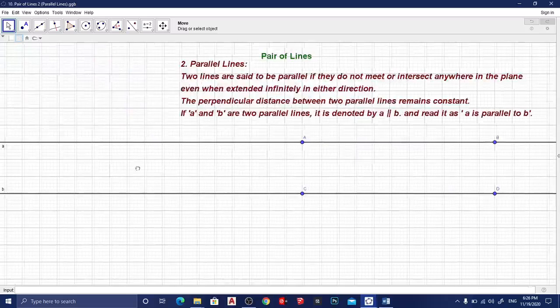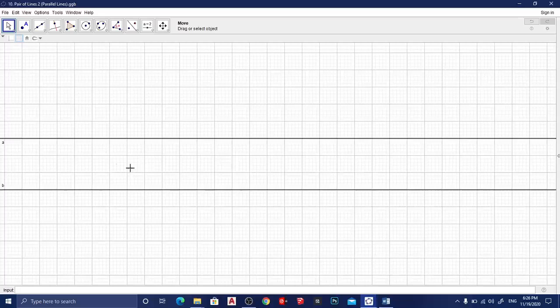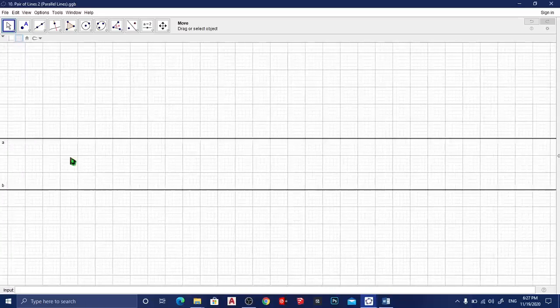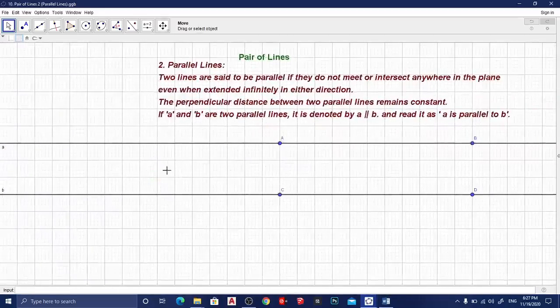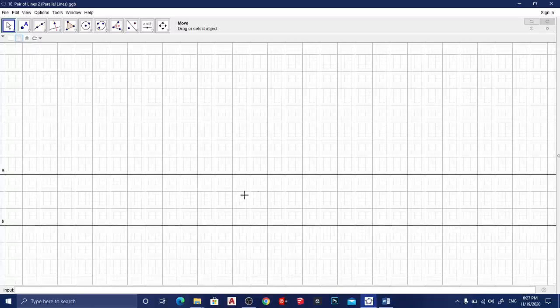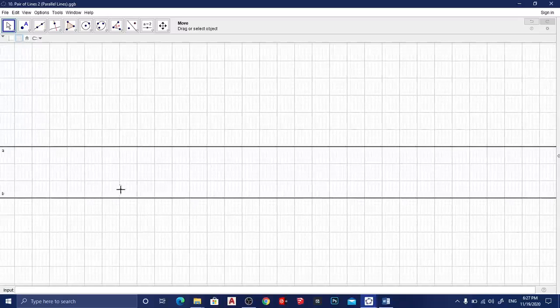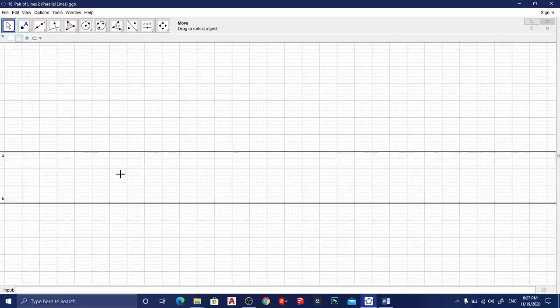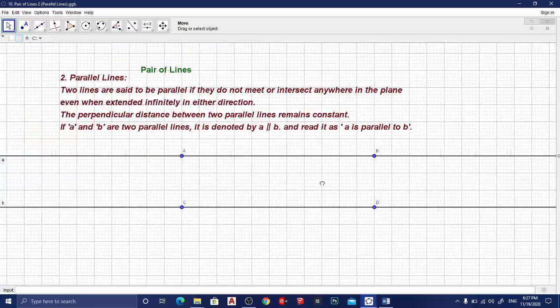Here I am going in the left direction. This is line A and line B. Even though you go to the left side infinitely like this, they will not meet anywhere. If I go to the right side also, they will move like a railway track. There will not be any intersection or meeting between them. So these two lines are called parallel lines.